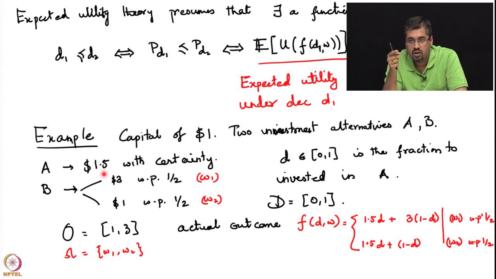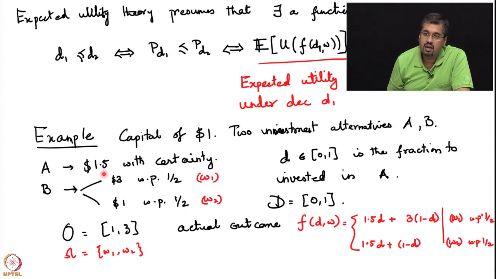So if you put the entire $1 in B, you would on average get more than what you would get in A. So consequently, one may presume that you would want to put all your money in B, but if you ask, most people will not behave in this way. This is not really their attitude towards lotteries and towards uncertainty and towards risk. At the same time, if you look at alternative A, it gives you 1.5 with certainty, and that is better than the worst case outcome of B.